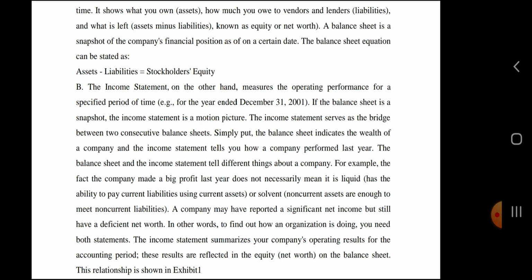It shows with the help of the income statement, that is the profit and loss account. Okay, it is also beneficial for the outside user to know the operating performance of the business, with the help of the income statement, with the help of the profit and loss account.